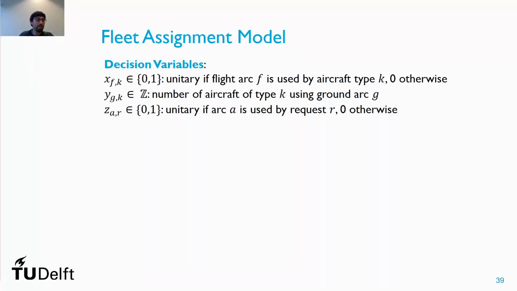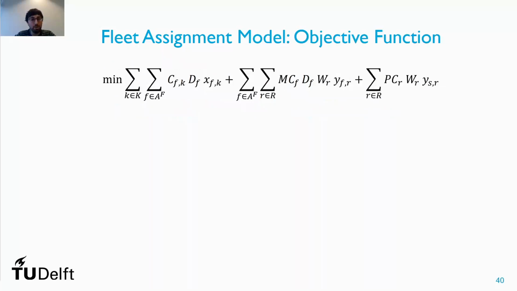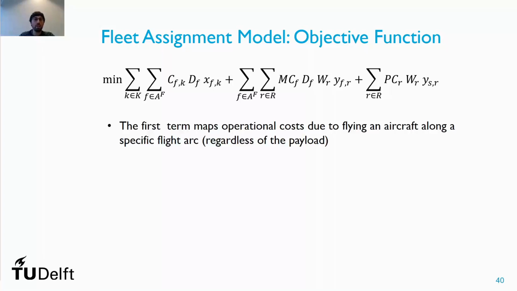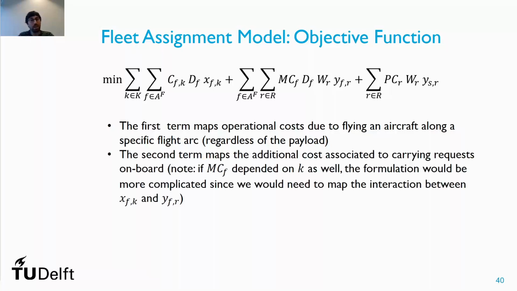And now let's dive into the formulation in terms of objective and constraints. All right, the objective. It's a minimization problem, and we have 3 terms. The first term maps operational costs due to flying an aircraft along a specific flight arc. And as such, here we are not considering the payload yet. The second term maps the additional cost associated to carrying requests on board.